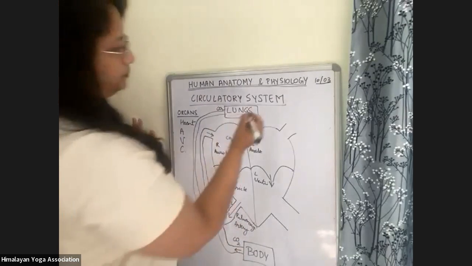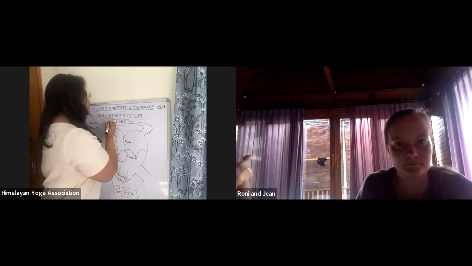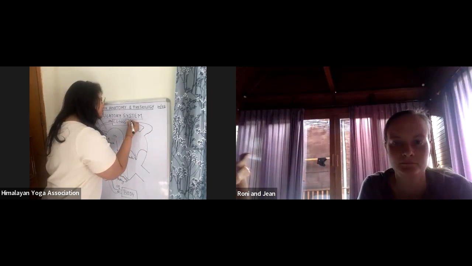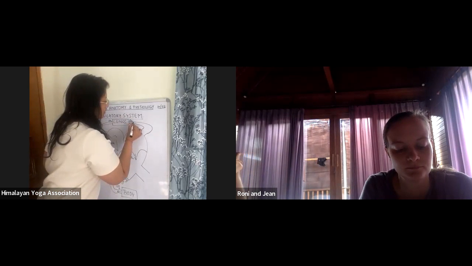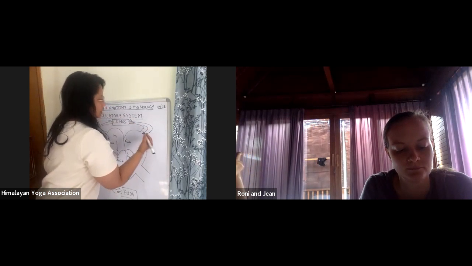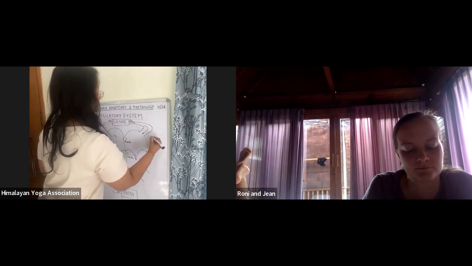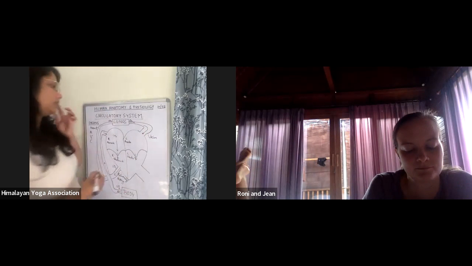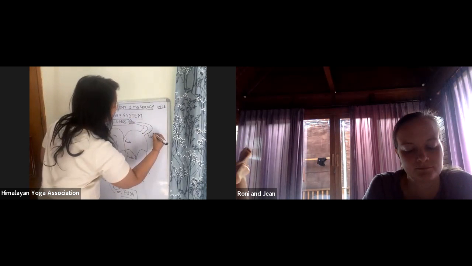Okay, now from the lungs, this is carbon dioxide, deoxygenated. Now from lungs we get oxygen. That means oxygenated blood will travel to the heart. So is this a vein or an artery? Vein. Why? Because it carries oxygen to the heart. And since it's coming from lungs, it's pulmonary.